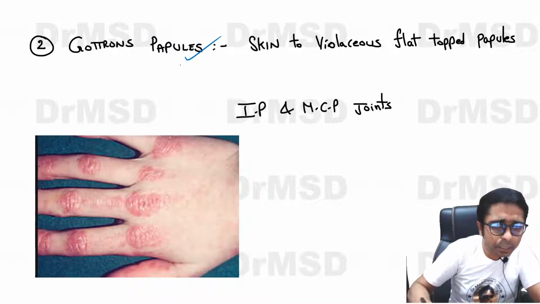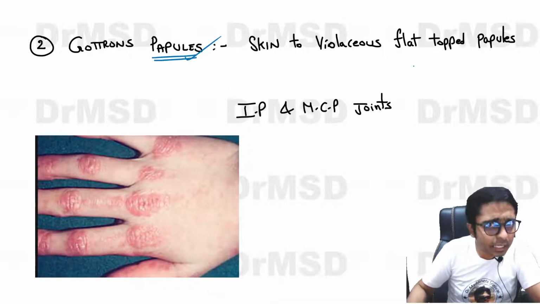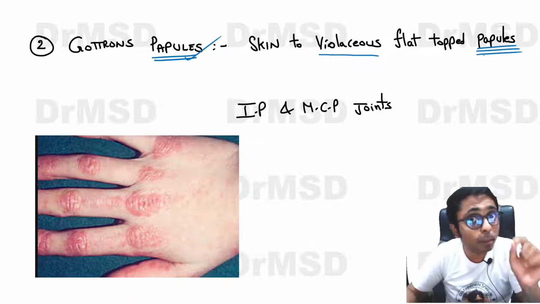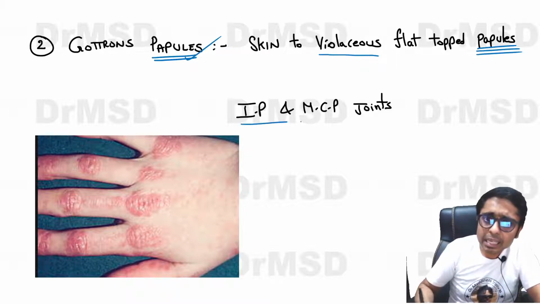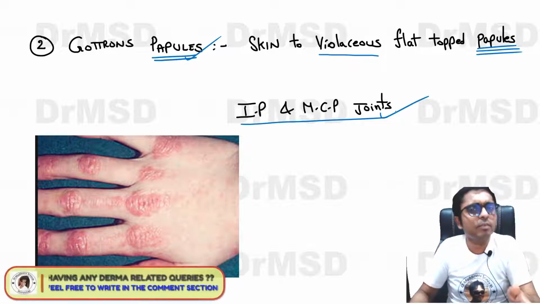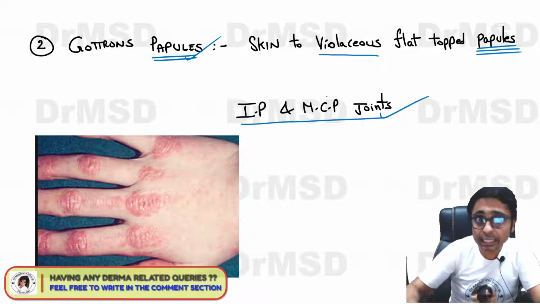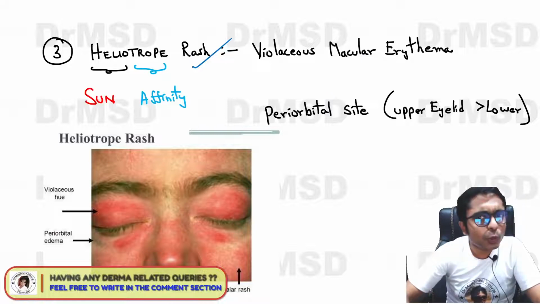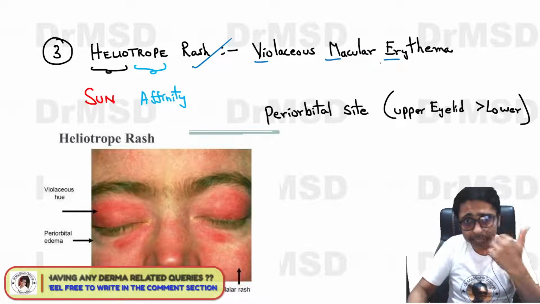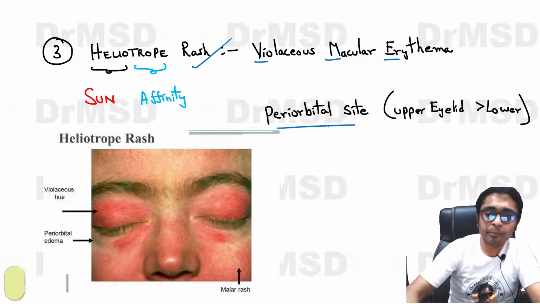whereas Gottron's papules, the name itself is self-explanatory. The violaceous erythema will be there, and along with the erythema, there will also be papular lesions. The sites are basically the same, IP and MCP joints. These can also be found at other sites, but these are the classical sites. And heliotrope rash, violaceous macular erythema, will be situated at the periorbital site.